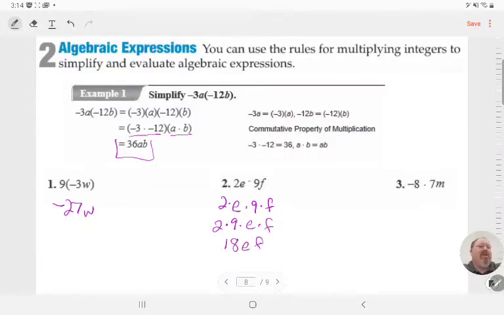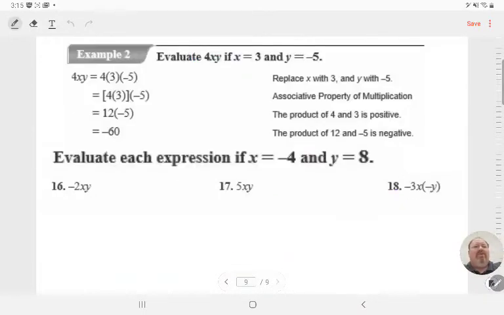Okay? And then on the last one, we have negative 8 times 7m. One's negative, one's positive, so the answer is going to be negative. 8 times 7 is 56, and then my variable of m. All right, I'm sure you guys did wonderful. And our last thing we're going to do is we're going to talk about evaluating.